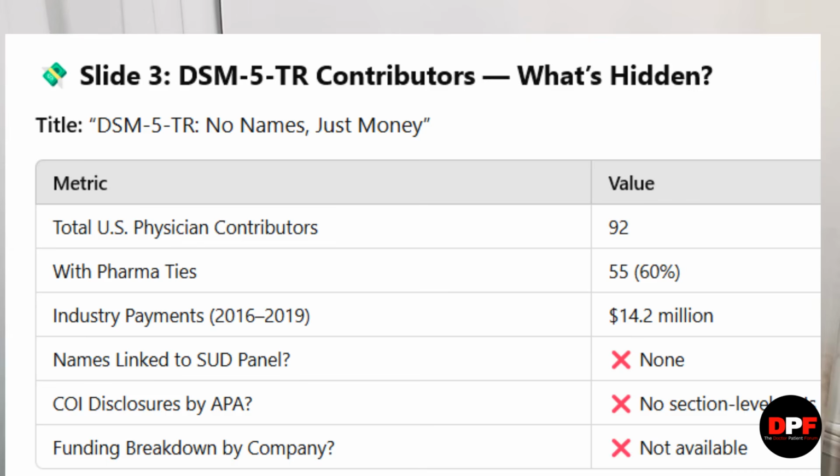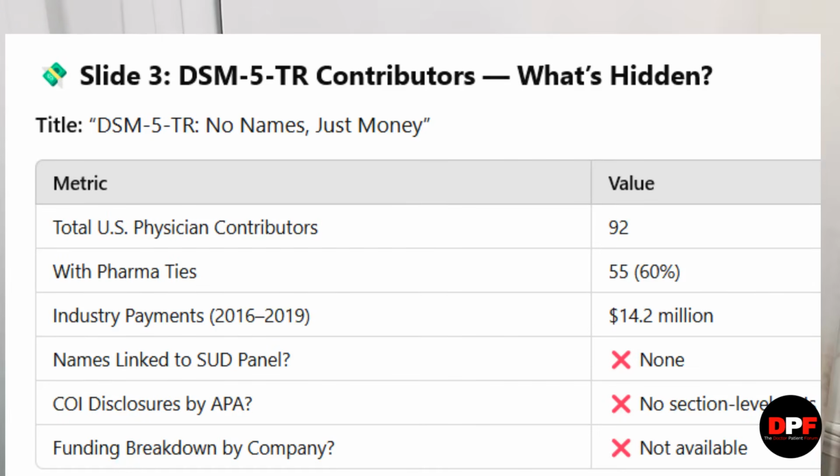Again, quickly, the DSM-5-TR was published in 2022, after the Open Payments law was in full effect. Remember, that began in 2014. So for the first time, they had actual numbers for the funding. And when Lisa Cosgrove dug into it, let's look at what she found. Here's a chart that shows 60% were with pharma ties, so it didn't get any better, like she said.